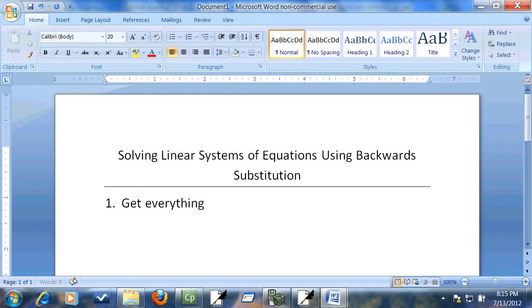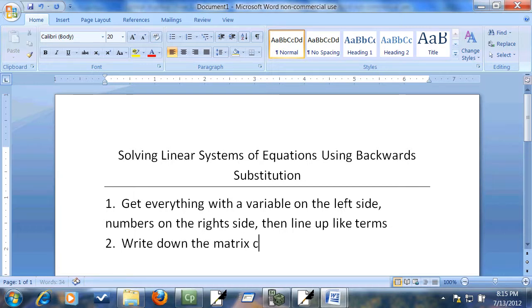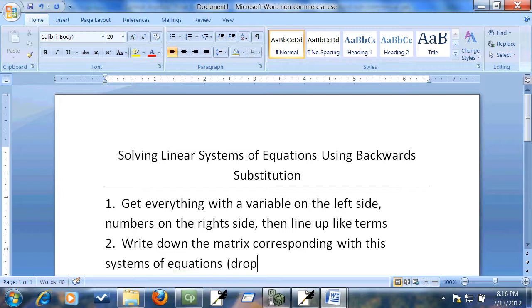Get everything with a variable on the left side, numbers on the right side. Then line up like terms. Step 2, write down the matrix corresponding with this system of equations. Drop the variables and equals.